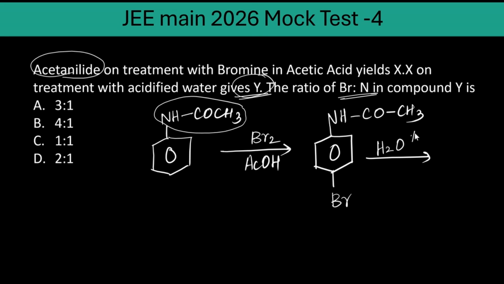On treatment with acidified water, it will undergo hydrolysis to form bromoaniline. Correct? But I also have acetic acid. So what is the ratio of bromine and nitrogen over here? Bromine is 1, nitrogen is also 1. The answer to this question is 1:1. Okay, very simple question, but it can be asked.